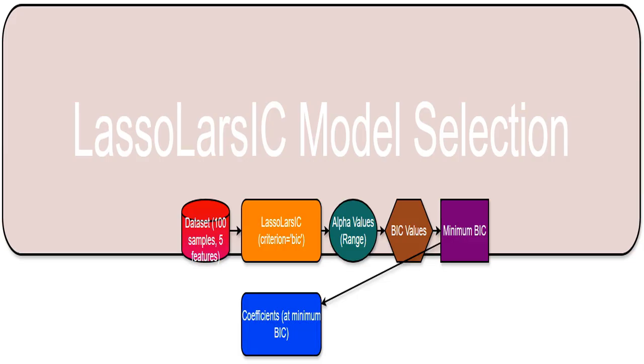I'm using LassoLarsIC, a scikit-learn tool that helps me choose the best model for a linear regression problem. It uses the least angle regression, LARS, algorithm and considers the Bayesian Information Criterion, BIC, to find the optimal balance between model fit and complexity. It's like having a smart assistant to pick the best option from many possibilities.